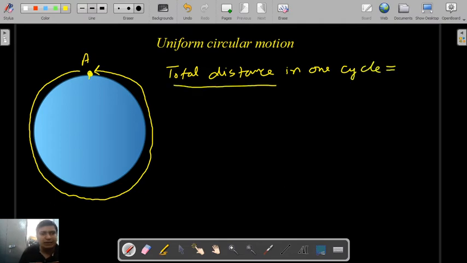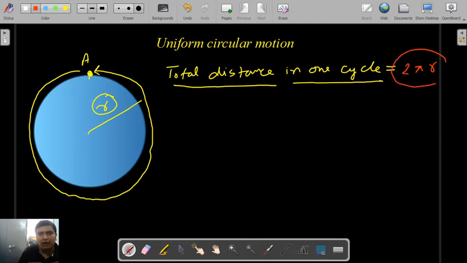the total distance covered in one cycle will be the circumference of the circle. So if r is the radius of the circle, the distance covered in one cycle is 2 pi r. So this is the basic significance of distance in circular motion. The total distance covered in a circular path in one cycle cannot be greater than 2 pi r. किसी भी सर्कुलर मोशन में अगर आपसे पूछा जाता है कि r रेडियस के ट्रैक में कोई ऑब्जेक्ट मूव कर रहा है, तो एक साइकिल में वो मैक्सिमम 2 पाई r डिस्टेंस कवर कर सकता है.